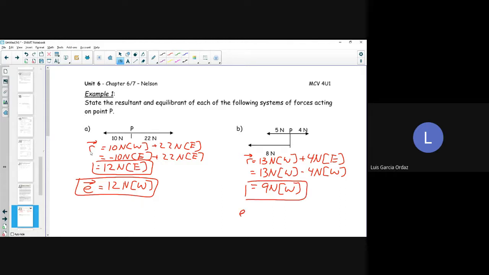Okay? So can someone tell me, based off my definition of the equilibrant, what my equilibrant vector would be? Nine newtons east. Thank you. Okay, so far, again, this is going to be pretty easy.